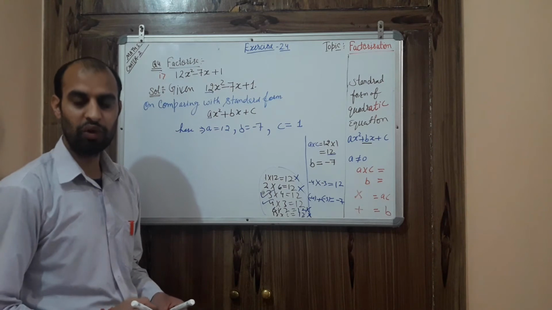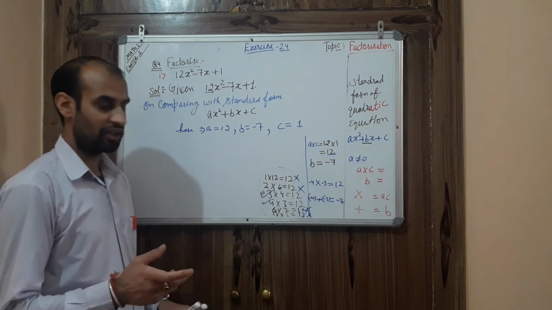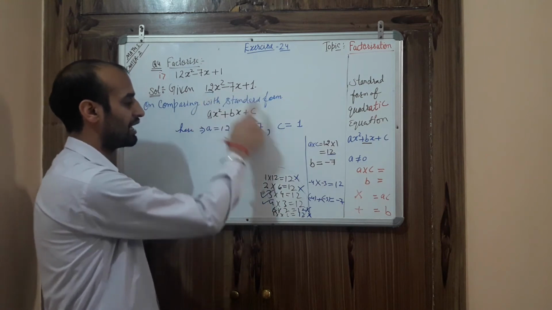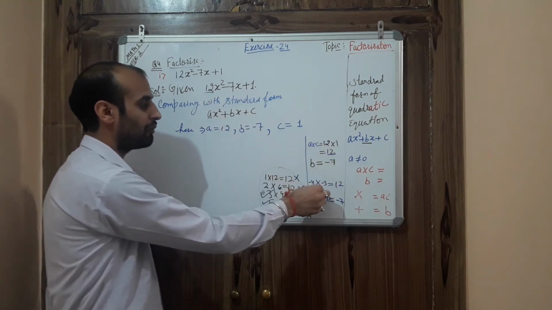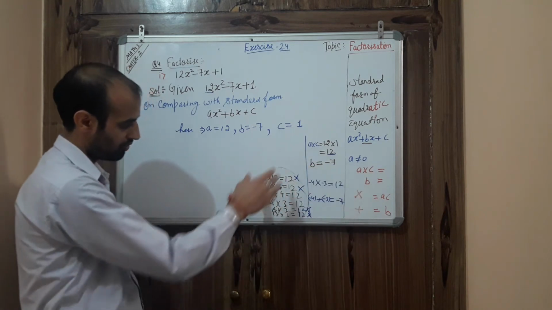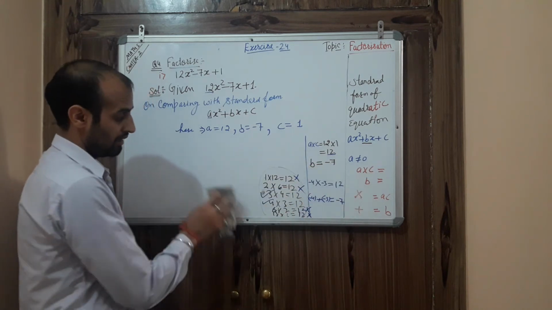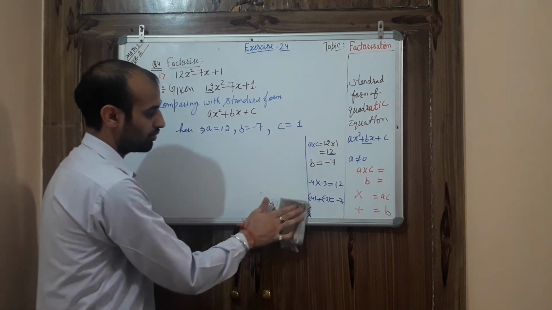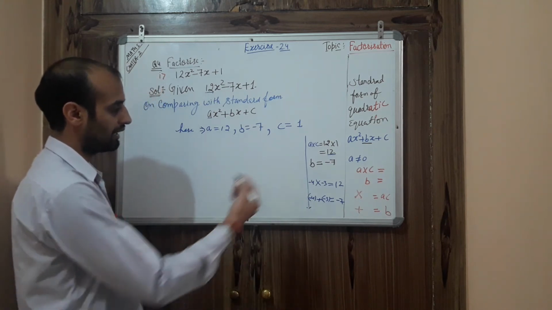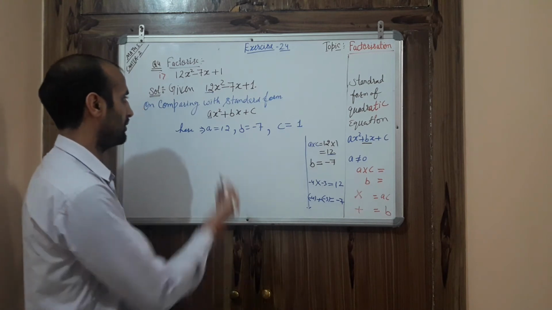I hope it is clear how to select the middle term. First write a into c, first into last, then write the middle one. By multiplying you need this answer, and by adding the two numbers you need 7. I have written all the possible things here. So finally we come to know the two numbers are minus 4 and minus 3. If we multiply them, the answer becomes 12. So let's see.